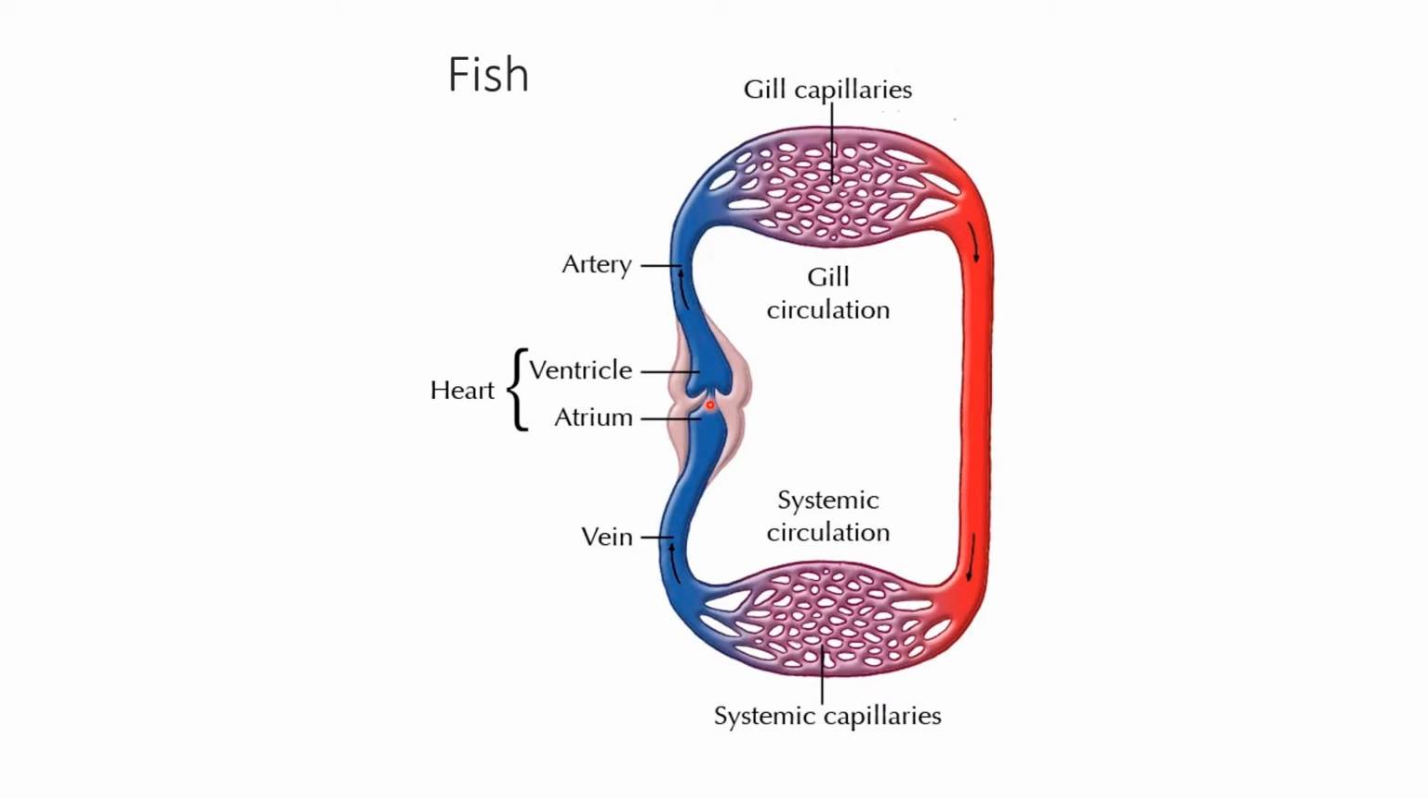Deoxygenated blood flows from the heart to the gills, where oxygen, which diffuses into the capillaries of the gills, changes deoxygenated blood to oxygenated blood.